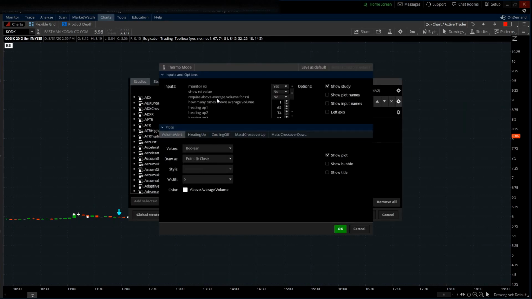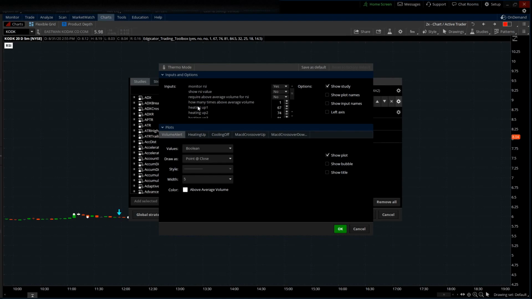Now you also have the option to require above average volume for RSI. All that basically means is if you turn this to yes, then the only time it's going to show you the colors of the bars or the label changing, meaning that it's overbought or oversold, is if at the same time the volume is above average. So basically it's requiring two indicators. The volume needs to be above average and the RSI needs to be overbought or oversold before it'll actually show you the colors changing on the chart to let you know that that's the case.